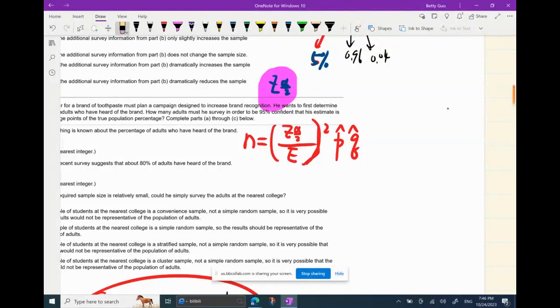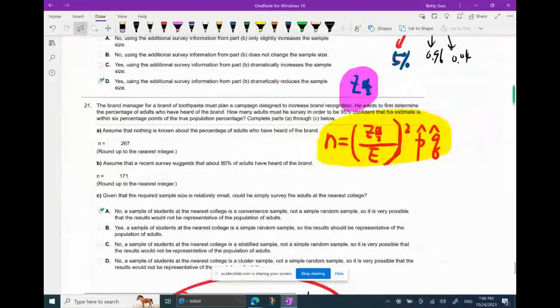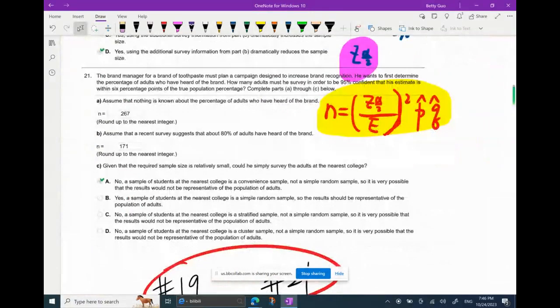For example, I would definitely recommend you mention this formula for the minimum sample size. That's the formula we need to apply for finding the minimum sample size when we do the confidence interval estimate. Let's read question number 21.